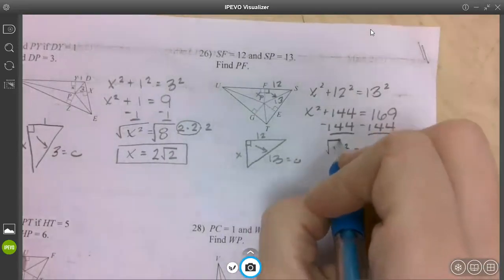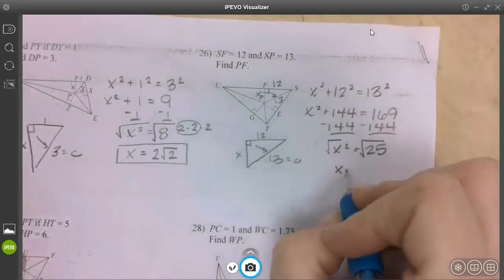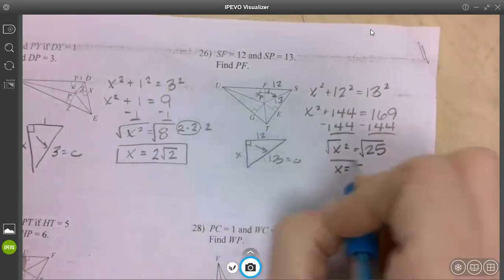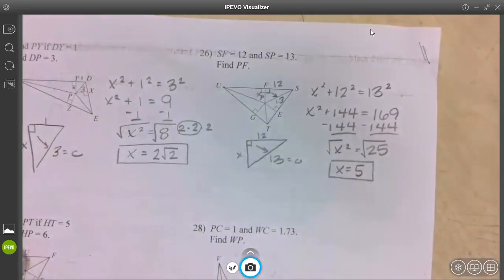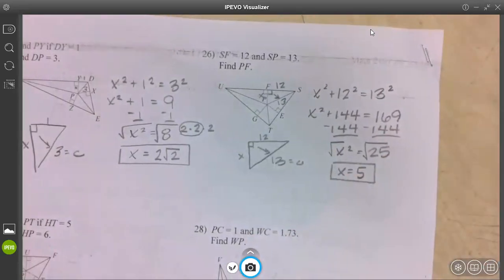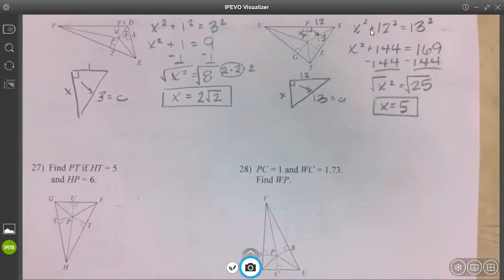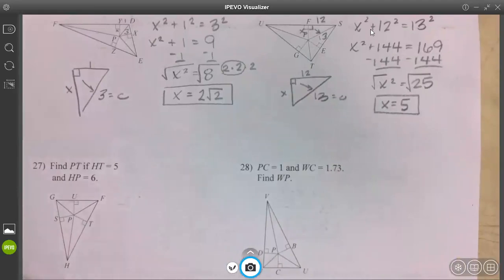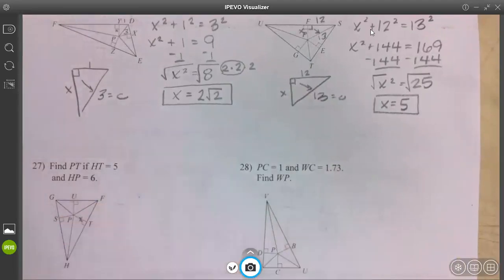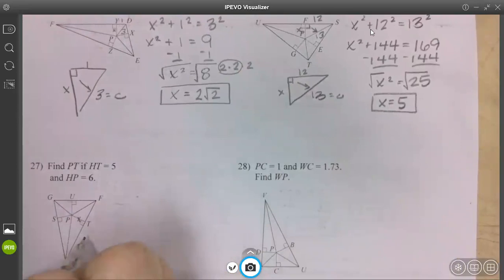To get rid of the square, we square root. And the square root of 25 is 5. Again, you can do those in your calculator. Four more. On the next one, it says find PT. So we're looking for PT. If HT is 5 and HP is 6.